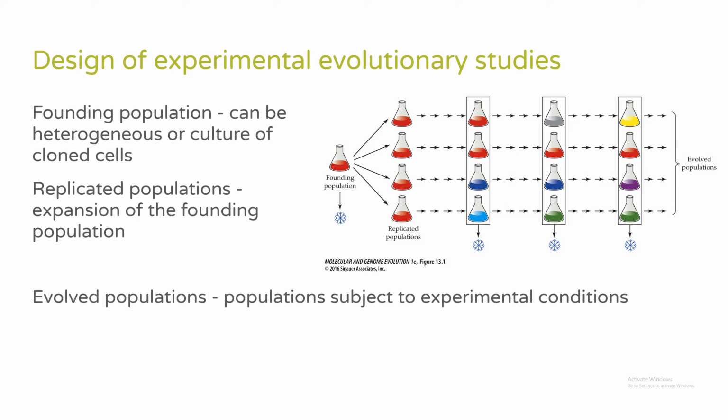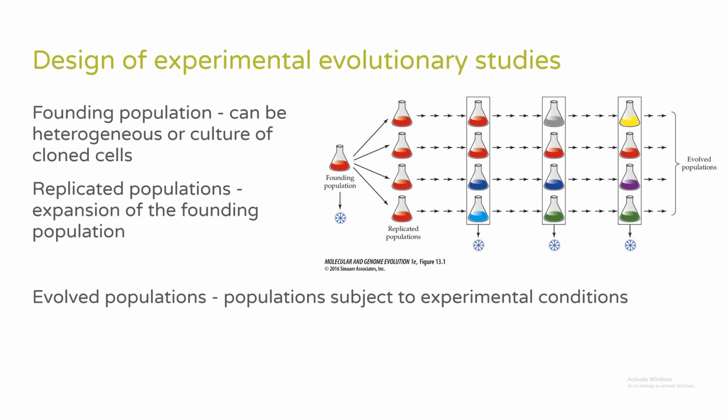Simple experimental evolution experiments start with the founding population of organisms that can be genetically heterogeneous or consist of a single cloned organism. This population is then expanded to create replicated populations. These replicated populations are then propagated in an experimentally determined environment. Samples are cryopreserved from the founding population and all subsequent populations at designated time intervals to track genetic change.